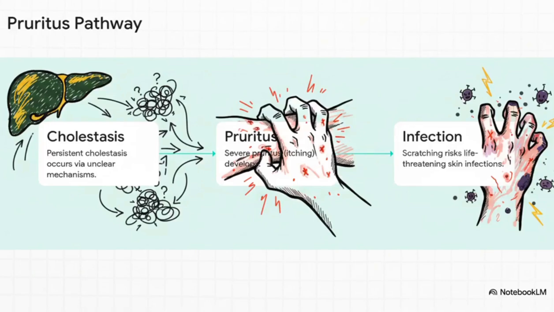Here's a quick, highly testable flowchart detailing a very specific and frankly miserable symptom. Step 1. Through some unclear mechanisms, persistent cholestasis occurs. Step 2. This directly leads to severe pruritus, which is just intense, agonizing itching. Step 3. The intensity is so profound that patients will literally scratch their skin raw, and that brings a huge risk of repeated, potentially life-threatening skin infections. It's a brutal cascade where a failing liver turns into a massive infectious disease risk for the skin.